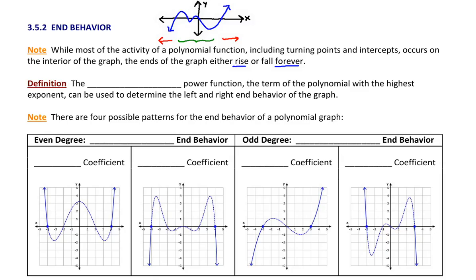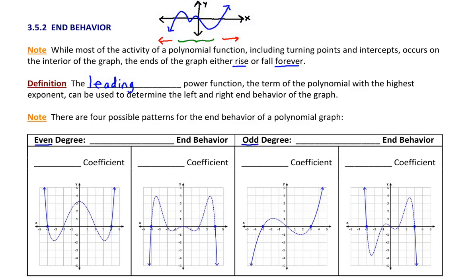We can predict this end behavior just by examining a special term in the polynomial function. The leading power function, which is the term of the polynomial with the highest exponent, can be used to determine the left and right end behavior of the graph. Now, there will be four possible patterns for the end behavior of a polynomial graph. And we'll break this down into two categories: polynomials of even degree for their leading power function, and polynomials whose leading power function has an odd degree.